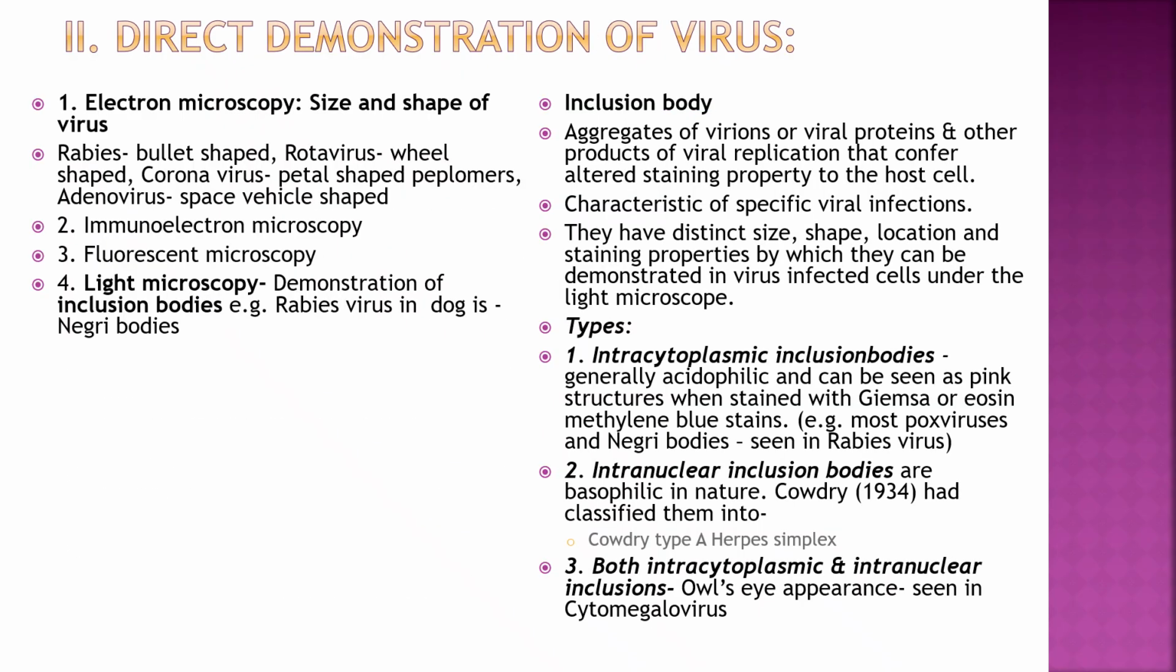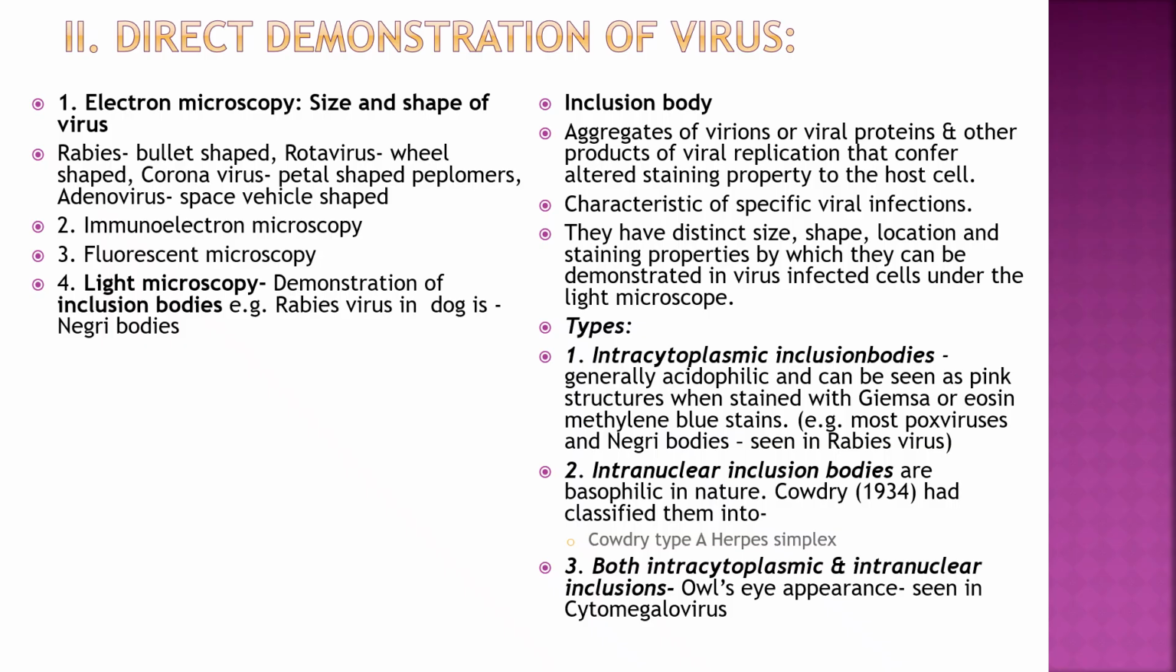Direct demonstration of virus. So first is electron microscopy. So we know the size and shape of the virus. So rabies is bullet shaped, rotavirus wheel shaped, coronavirus corona shaped, papillomavirus and adenovirus space vehicle shaped. Then immunoelectron microscopy, fluorescent microscopy, and light microscopy.